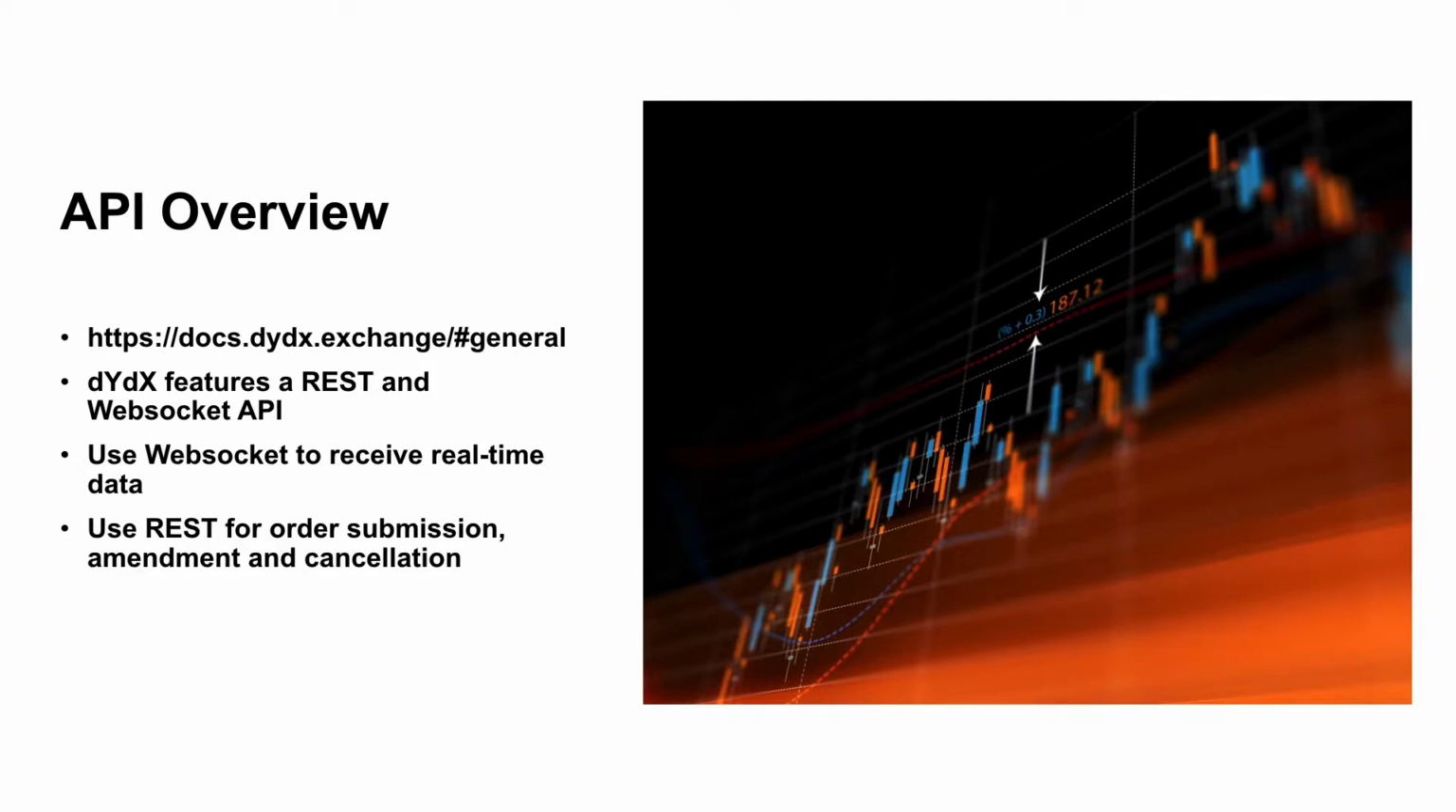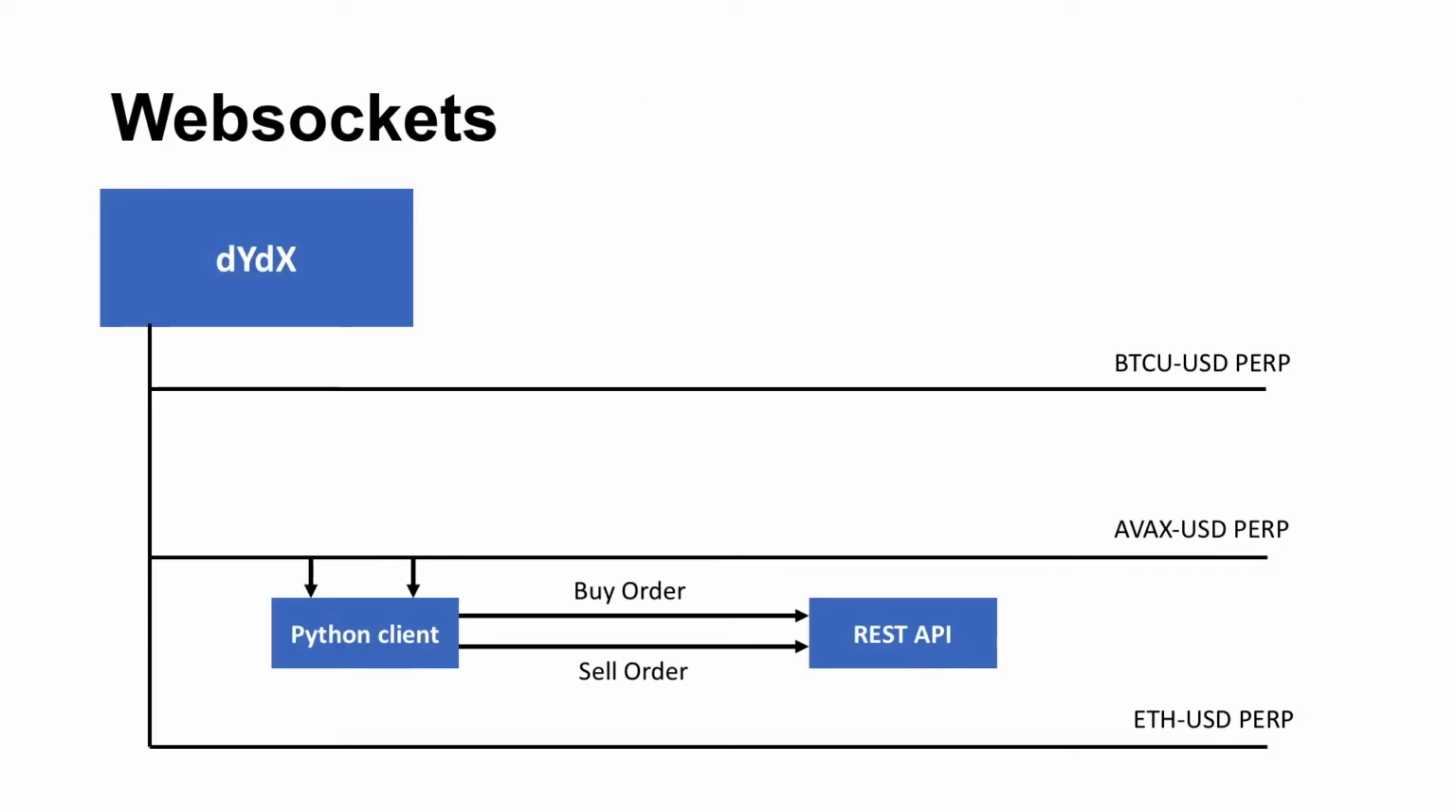features of the API. dYdX provides both a REST and WebSocket API, and today we'll be using the WebSocket API to receive real-time price data from dYdX, and the REST API to submit, amend, and cancel orders. WebSockets are essentially just streams of data that get sent from a server and contain price data on the order book. Our Python bot will firstly connect to the AVAX WebSocket stream.